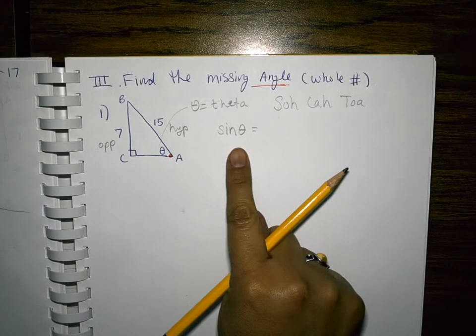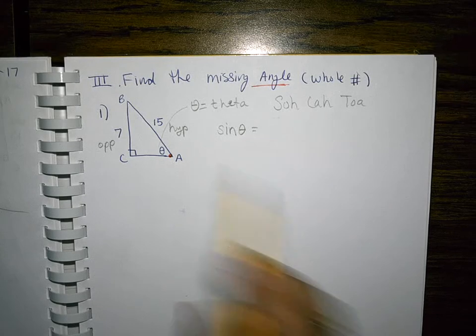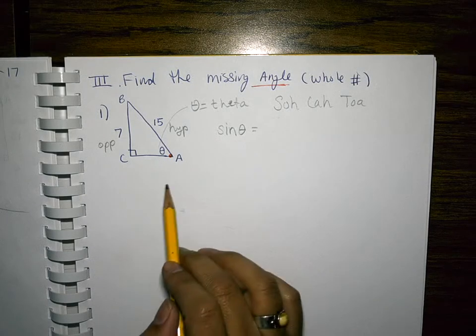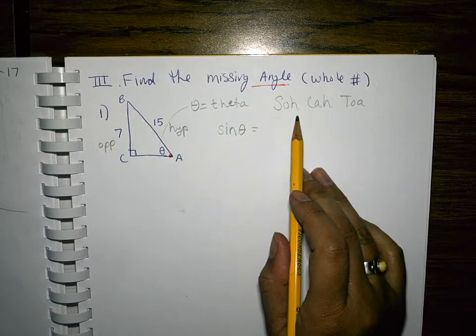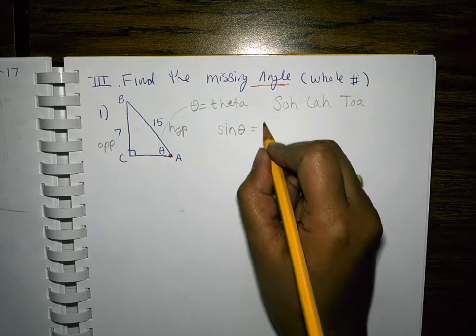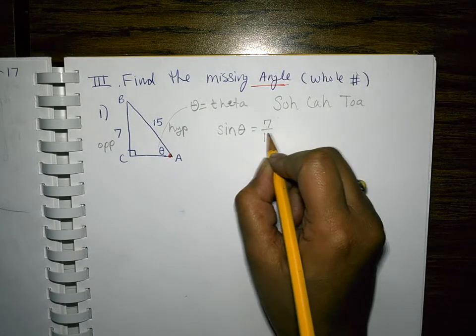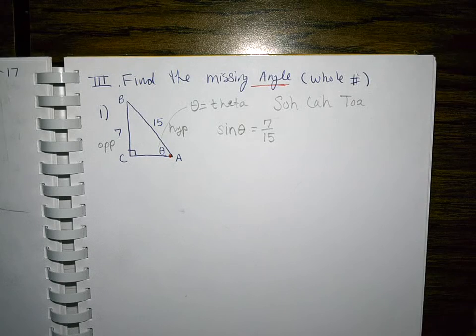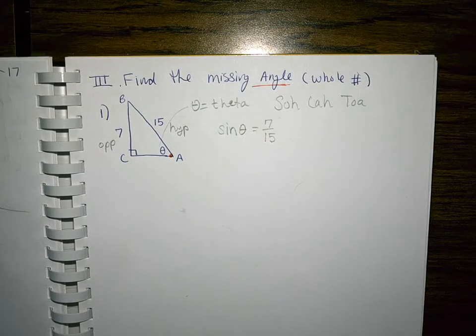Sine of theta equals opposite over hypotenuse. Opposite over hypotenuse. 7 over 15. And you will not cross multiply. So if you are Speeding Gonzalez and you're working ahead, stop yourself. You will not cross multiply.